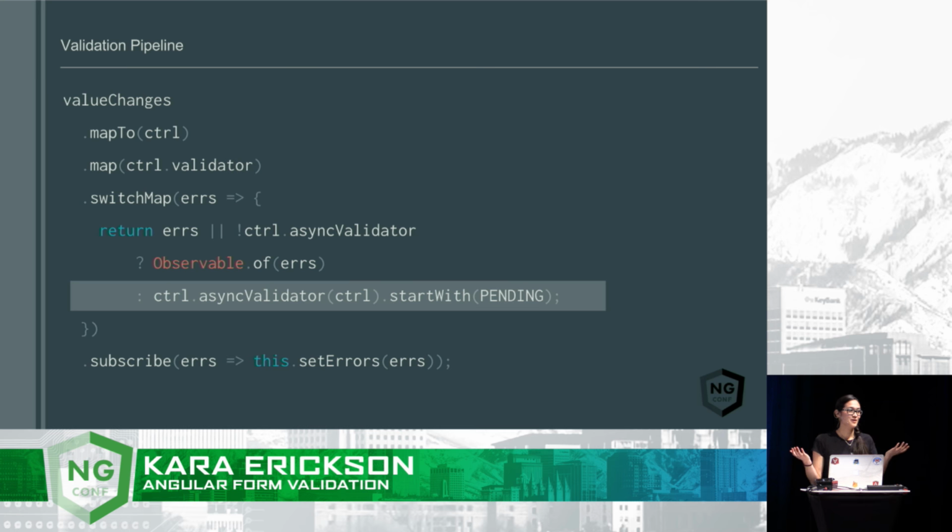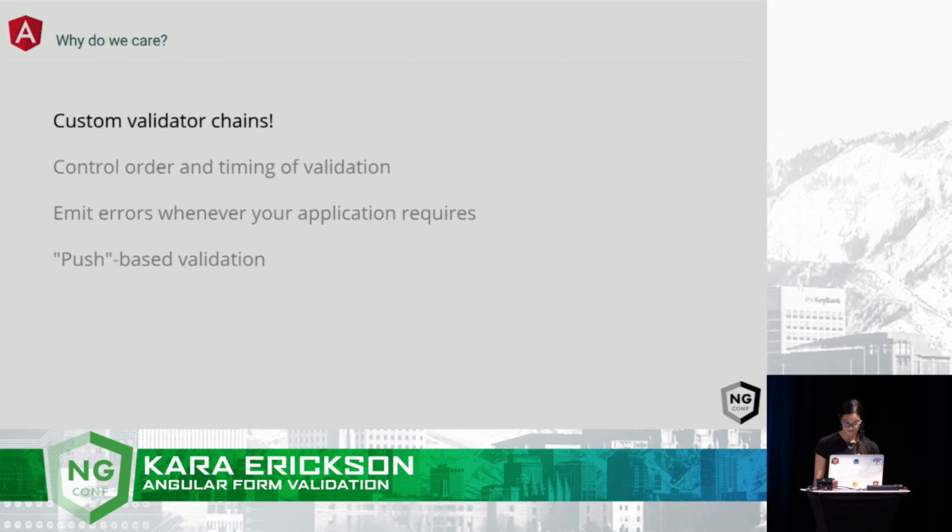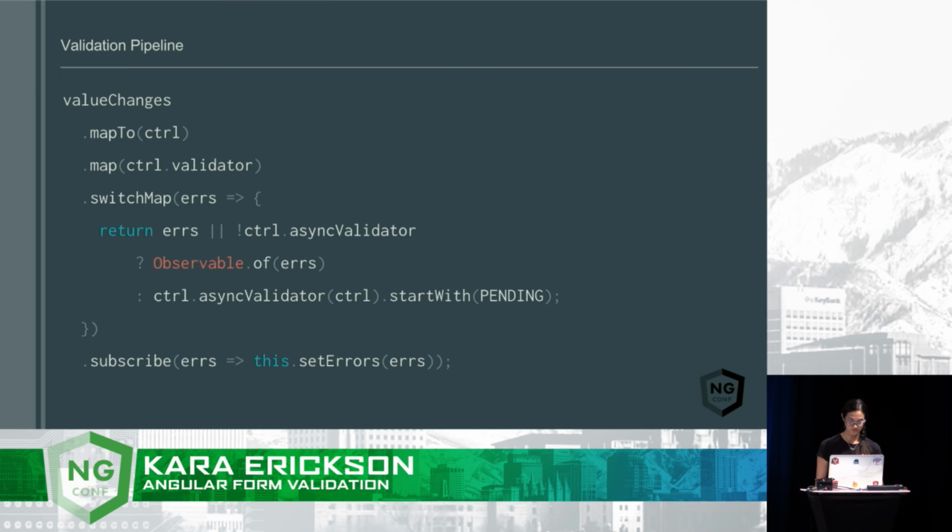Okay, so why do we care? Why do we care about visualizing our validation pipeline as a stream? Well, it opens the floodgate for a number of features that have been highly requested by the community. One of these is custom validator chains. So what's a custom validator chain?